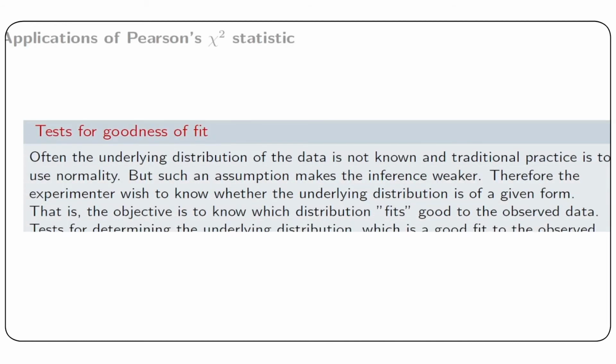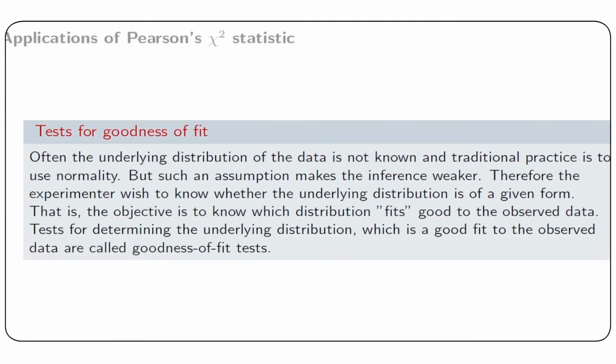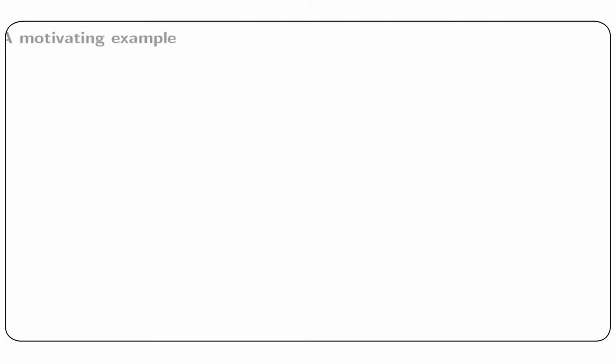Often the underlying distribution of the data is not known, and the traditional practice is to assume normality, but such an assumption makes the inference weaker. Therefore, the experimenter wishes to know whether the underlying distribution is of a given form. That is, the objective is to know which distribution fits well to the observed data. Tests for determining the underlying distribution which is a good fit to the observed data are called goodness of fit tests. So we start with a motivating example.